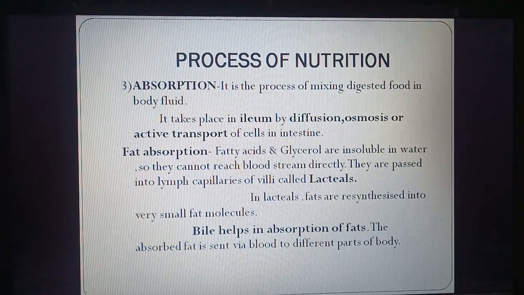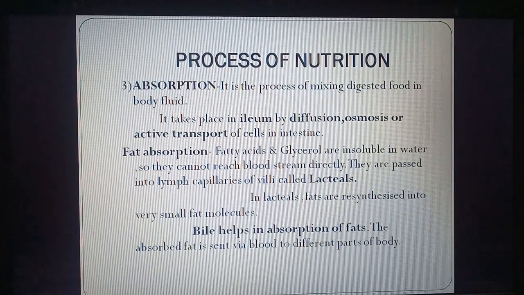Osmosis is a special type of diffusion in which a semi-permeable membrane is present. Active transport means that energy is used to transport a material inside the cell. So all three methods are used.